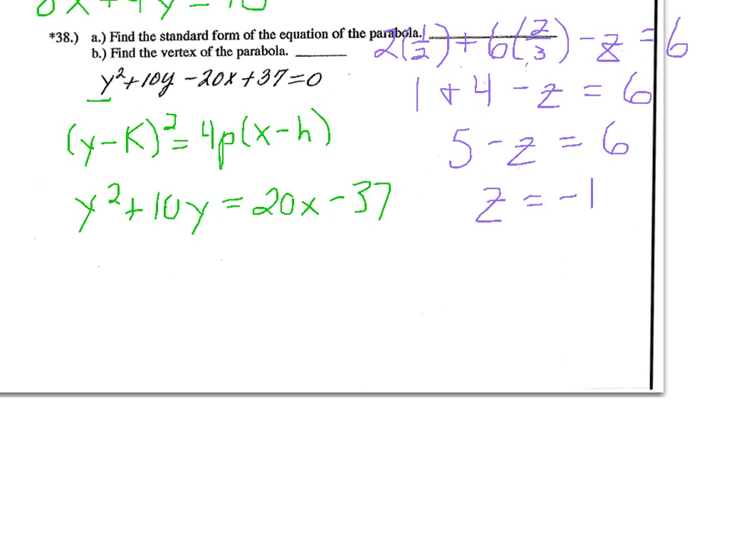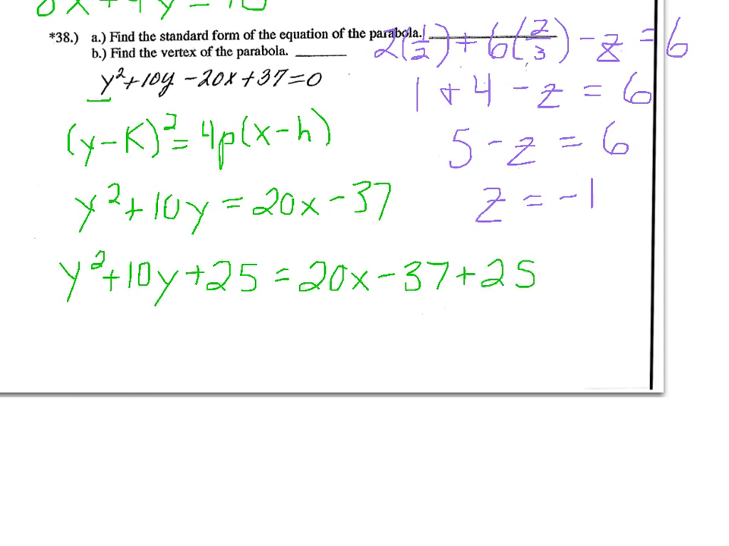And now I want to complete the square with the y's. So we have y squared plus 10y, divide by 2 and square it, so we'll add in a 25. And we need to also add 25 to the other side of the equation. So now we can factor y squared plus 10y plus 25, and we have y plus 5 squared equals 20x minus 12.